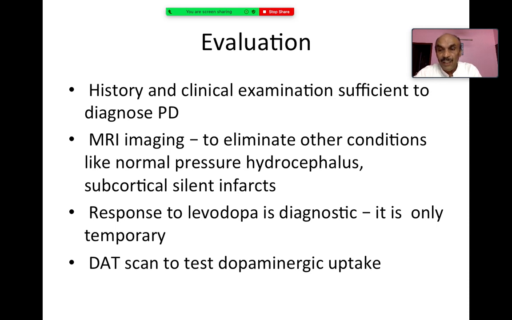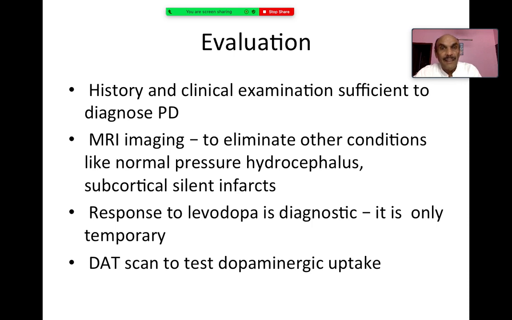And also certain conditions like subcortical silent infarct. Subcortical means the deep structures, the basal ganglia. So infarcts involving the basal ganglia again mimic the features of Parkinson disease. When they are present, it is the feature of multiple silent infarcts, not Parkinson disease as such.